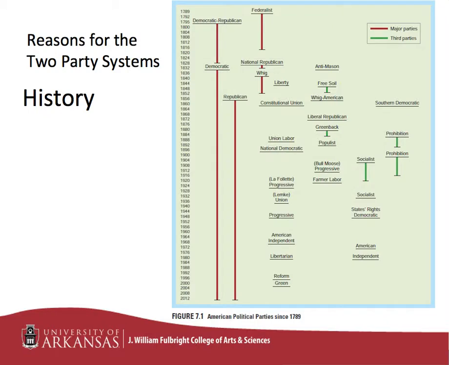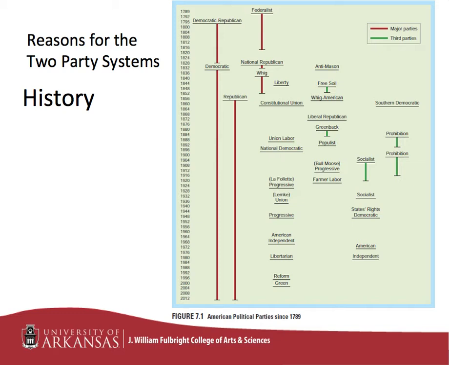Now, there's also another factor, which is discussed in the book and provided here in Figure 7.1, and that is just plain history. As we can see here, the Democratic Party, in one form or another, has been a part of the American political landscape since the turn of the 18th century. And the Republican Party has been around for an exceedingly long time, over 150 years. So they've been in competition over a long period of time.